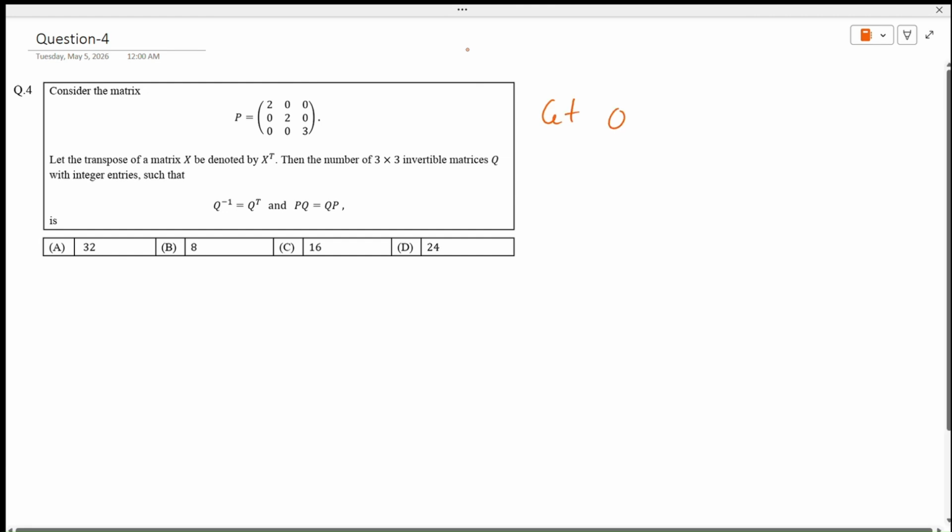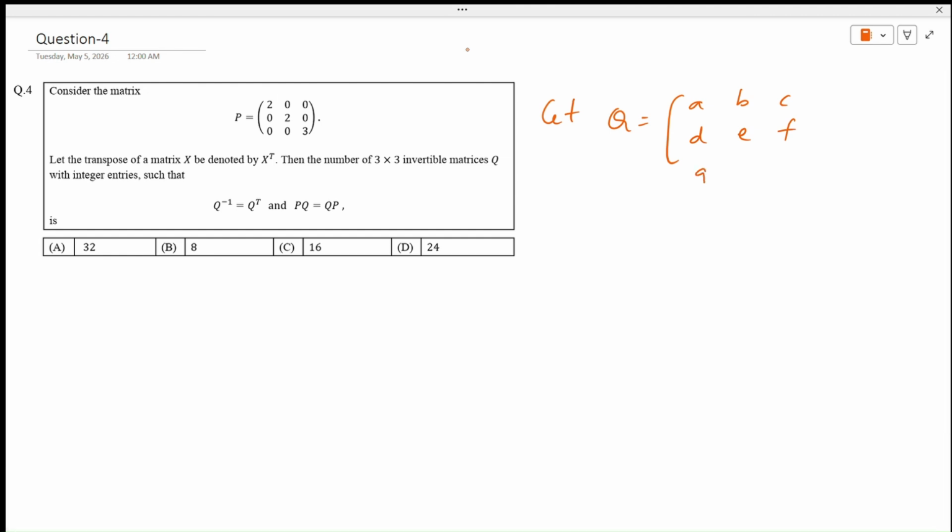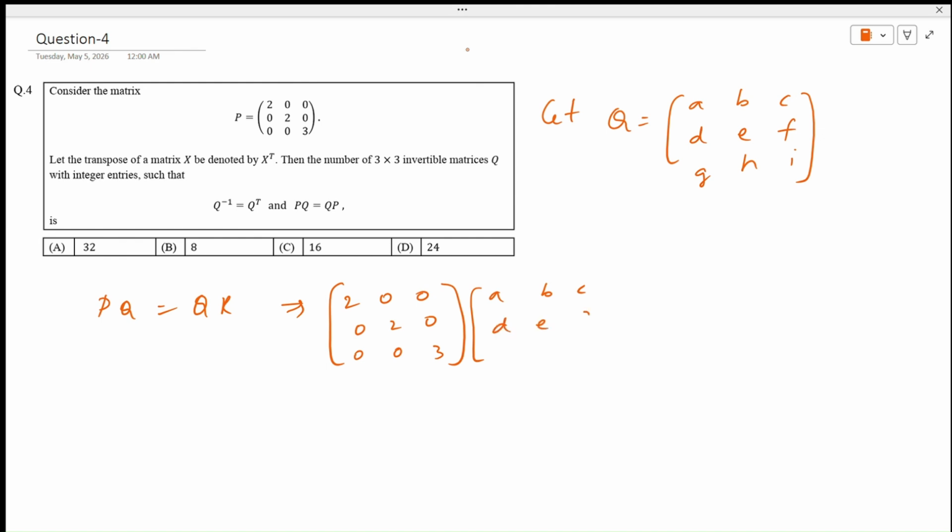Let us assume a matrix Q is equal to A, B, C, D, E, F, G, H, I. So it told us PQ is equal to QP, right? So from that we can write it as the matrix 2 0 0, 0 2 0, 0 0 3 into A, B, C, D, E, F, G, H, I is equal to A, B, C, D, E, F, G, H, I into 2 0 0, 0 2 0 and 0 0 3.